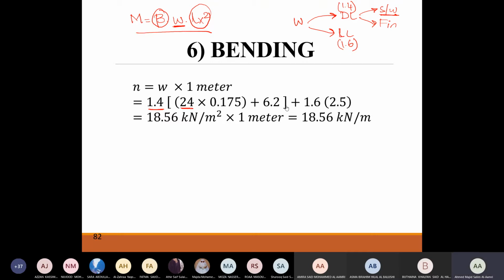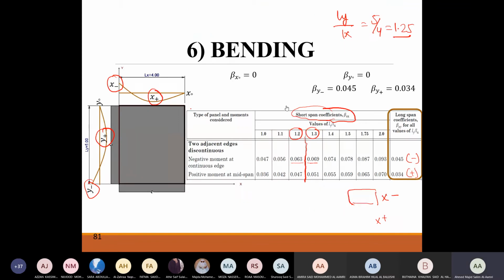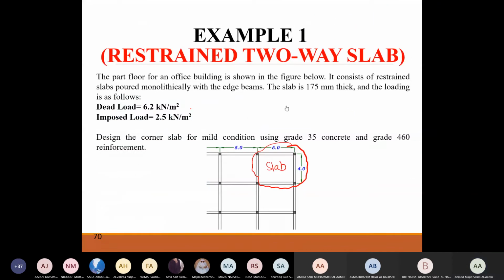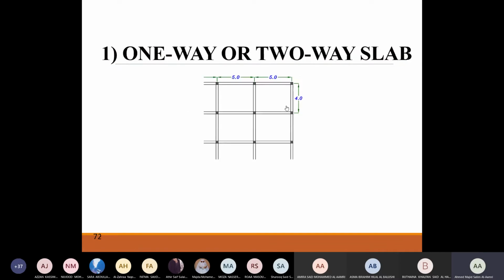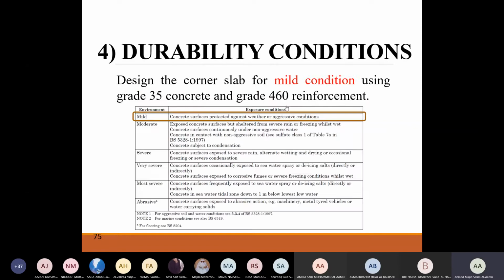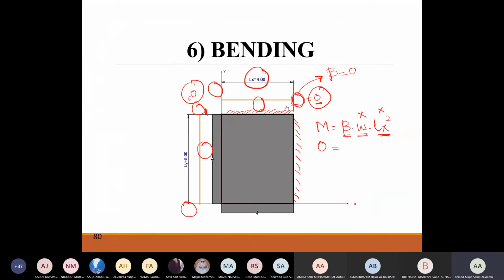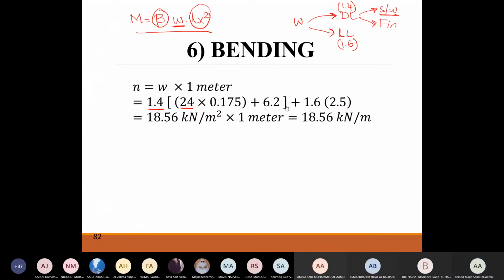What is the depth of the slab in the problem? You return back to the problem. You will see the depth of the slab given is 175. The dead load has been given as 6.2. The live load has been given as 2.5. So if we return back to wherever we were, you can see this is the thickness, which is 175.